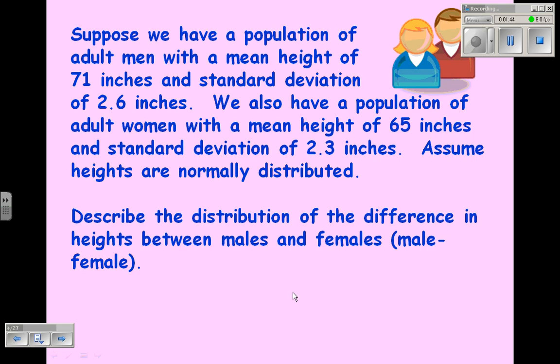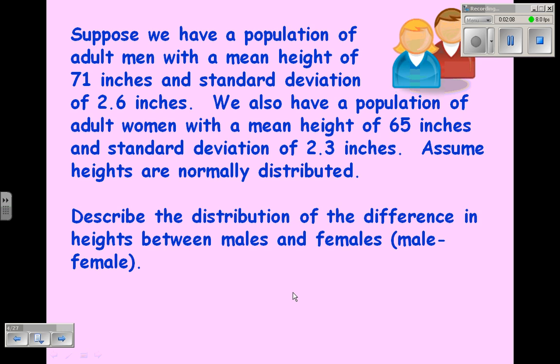Here's a situation that should seem familiar. We have a population of adult men that have a mean height of 71 inches and a standard deviation of 2.6. We have a population of adult women with a mean height of 65 and a standard deviation of 2.3. We know that heights are normally distributed. Describe the distribution of the difference in the heights between males and females. That wording should seem familiar.